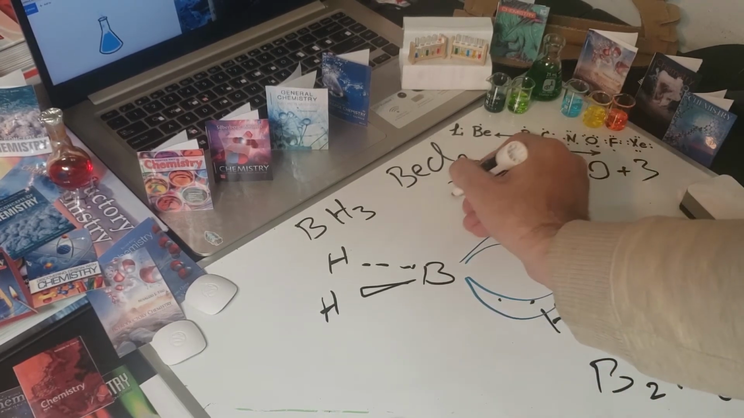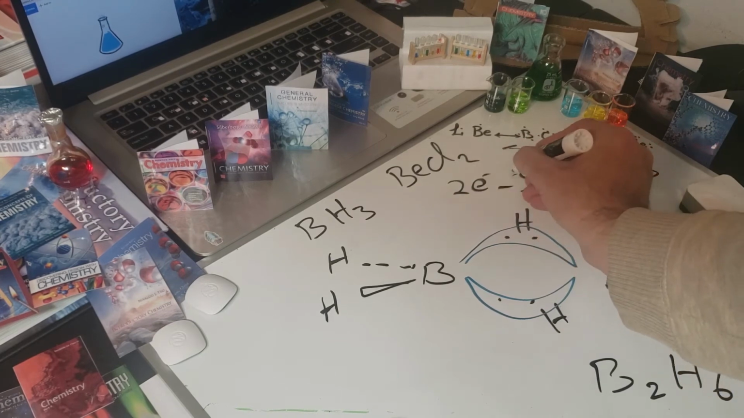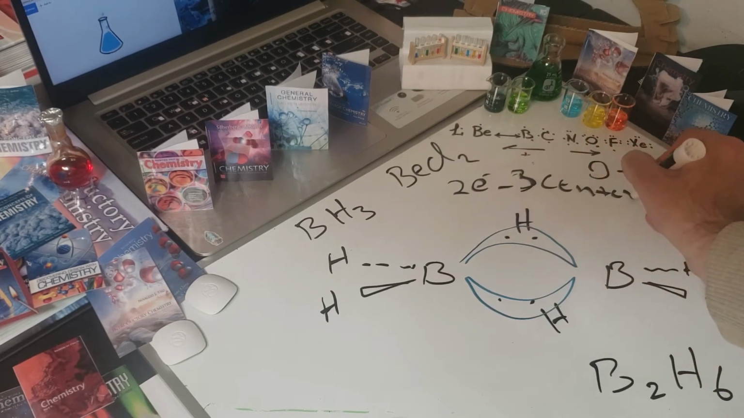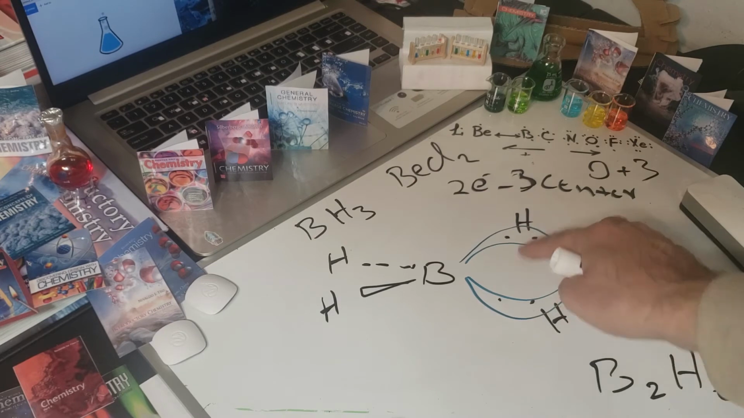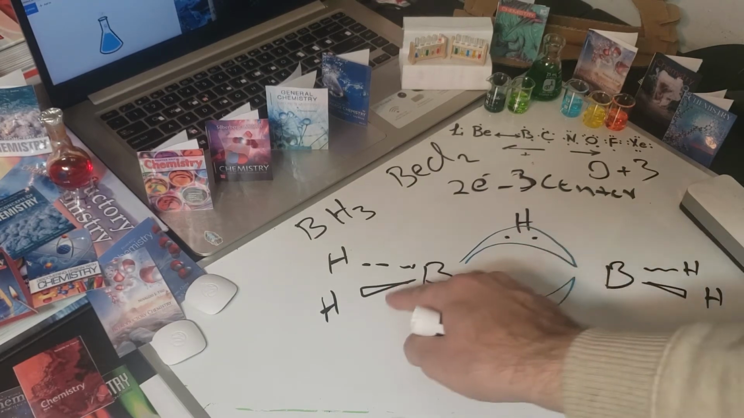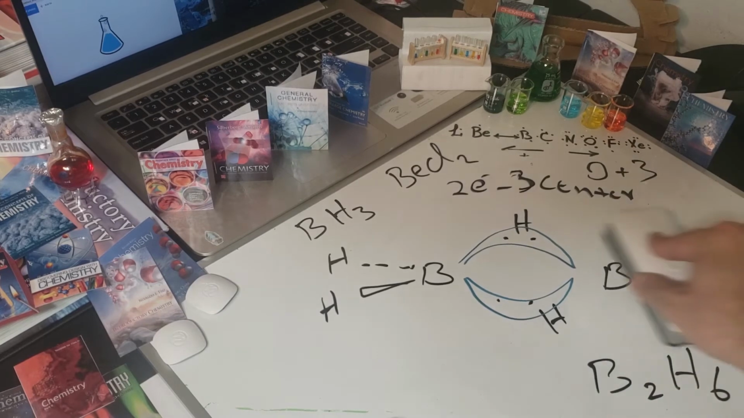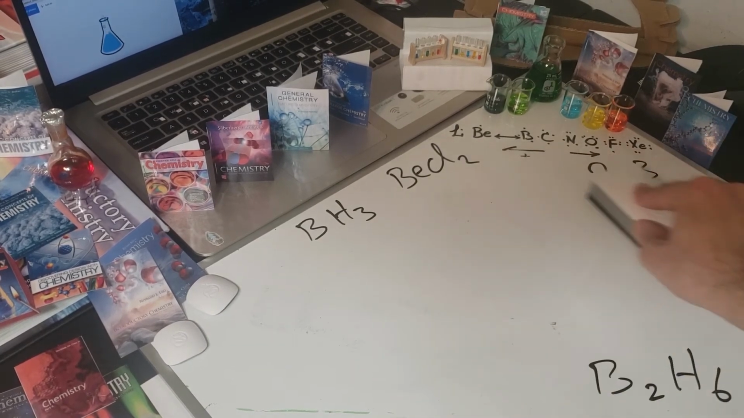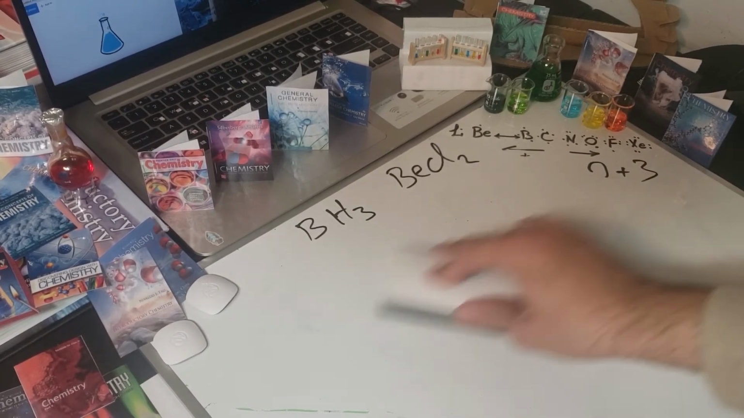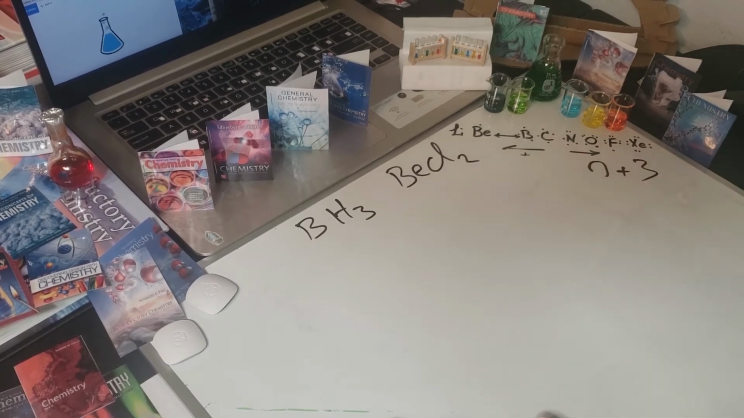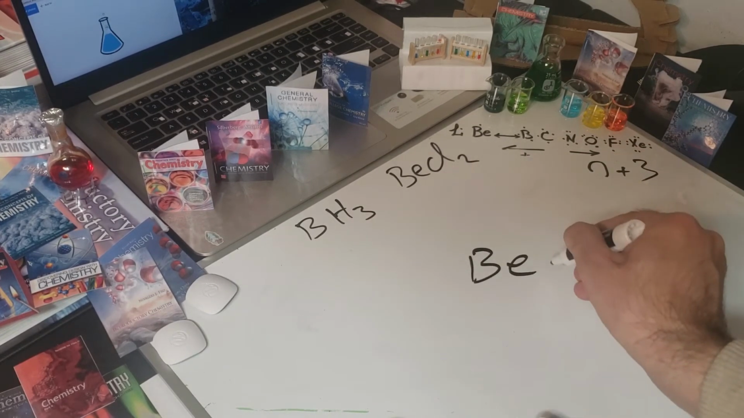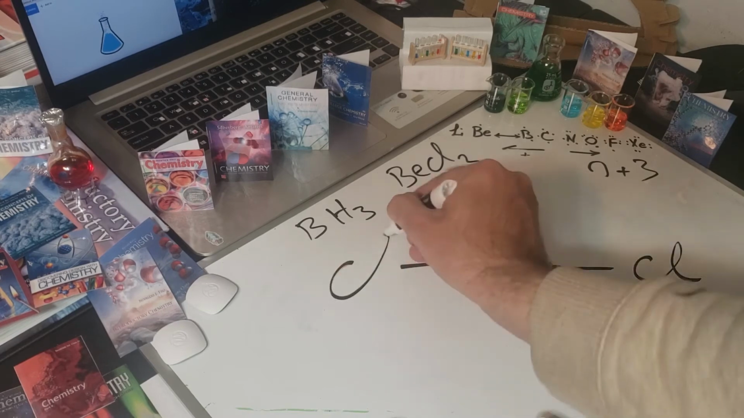electron 3 center bonds are going to contribute 2 electrons to boron, so 2, 4, 6, 8. Now that's how BH3 makes itself stable. Also BeCl2, it's going to be the same exact concept for that one. This is the structure. It's going to be linear.